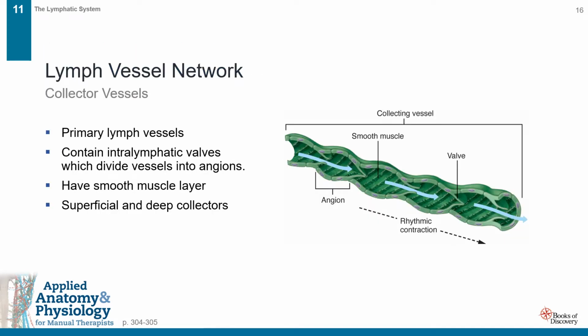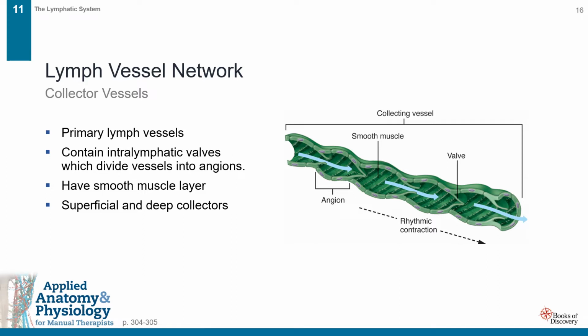Let's now discuss the collector vessels. Several precollectors converge into larger lymphatic collecting vessels, also called collectors, which are the primary vessels for lymph transportation. These vessels contain a series of one-way intralymphatic valves along their length, making them structurally similar to veins.